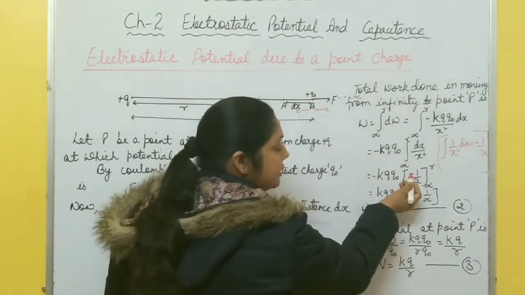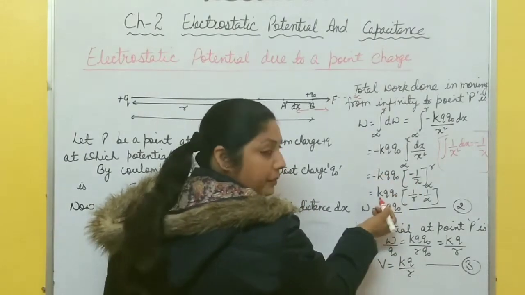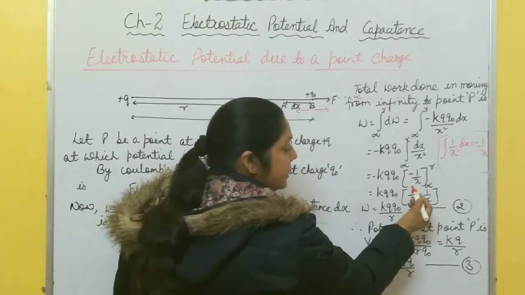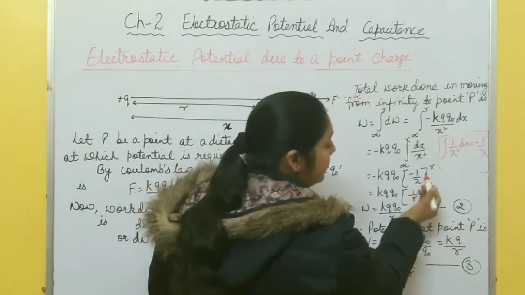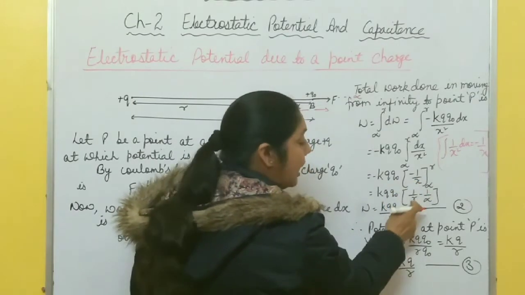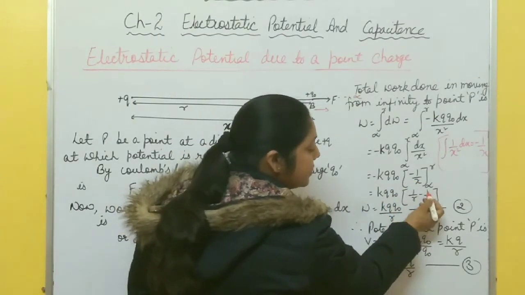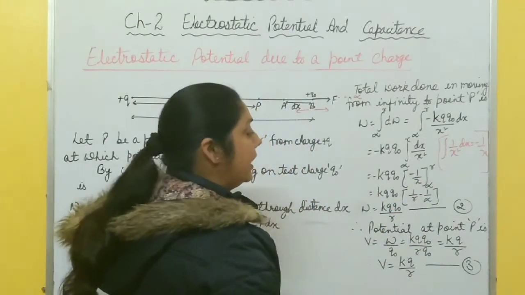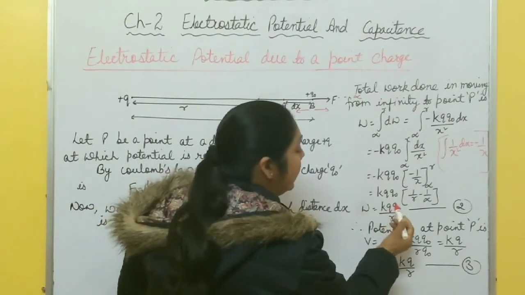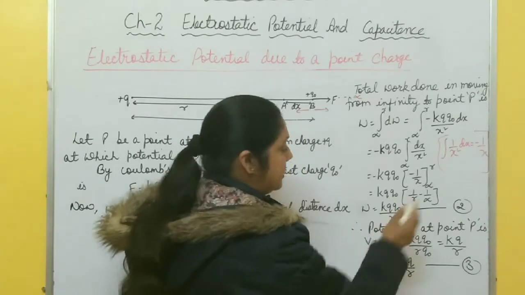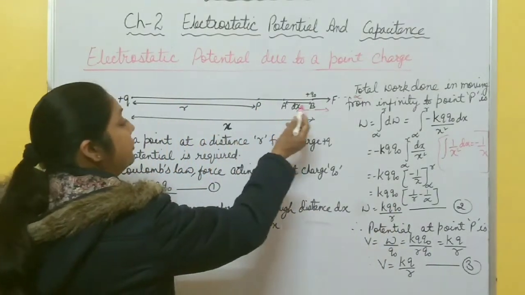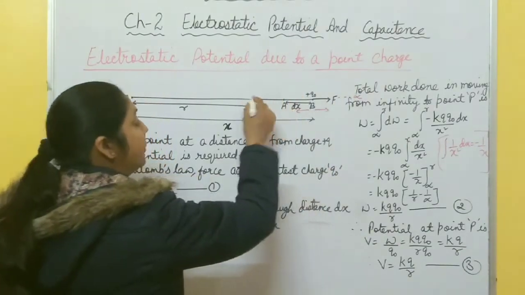You take this negative sign outside, negative, negative, positive, K Q Q0, and then inside this bracket, first the upper limit is r, so you put in place of x, r: 1 by r minus 1 by infinity, and you know 1 by infinity is 0, so this W becomes K Q Q0 by r. This is equation number 2, and this is the work done in moving a charge from infinity to point P.